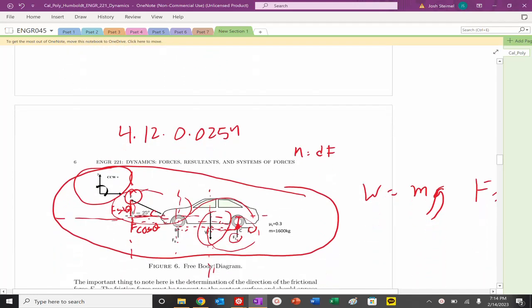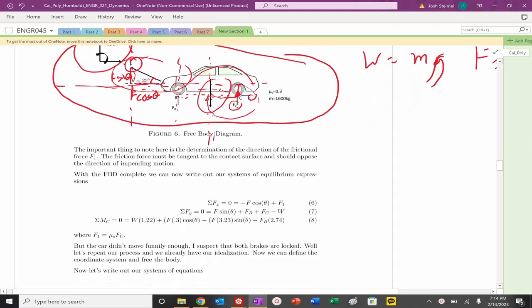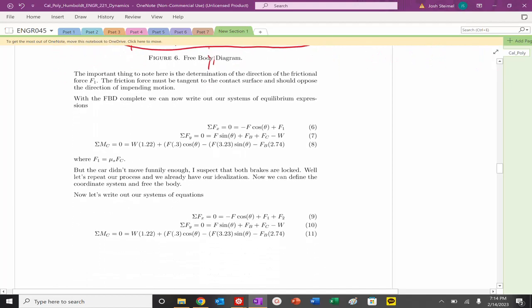So I have a suspicion. I bought my first car in Pittsburgh. It is a Jeep, a 2017 Jeep Cherokee Trailhawk. And I think that when I put my brakes on, both brakes were locked. So let's see if that will explain what's happening here.